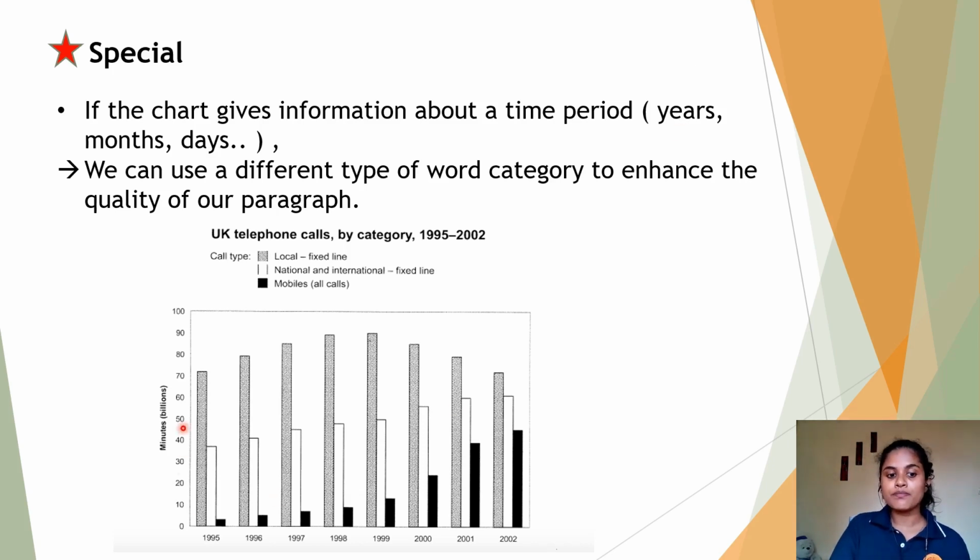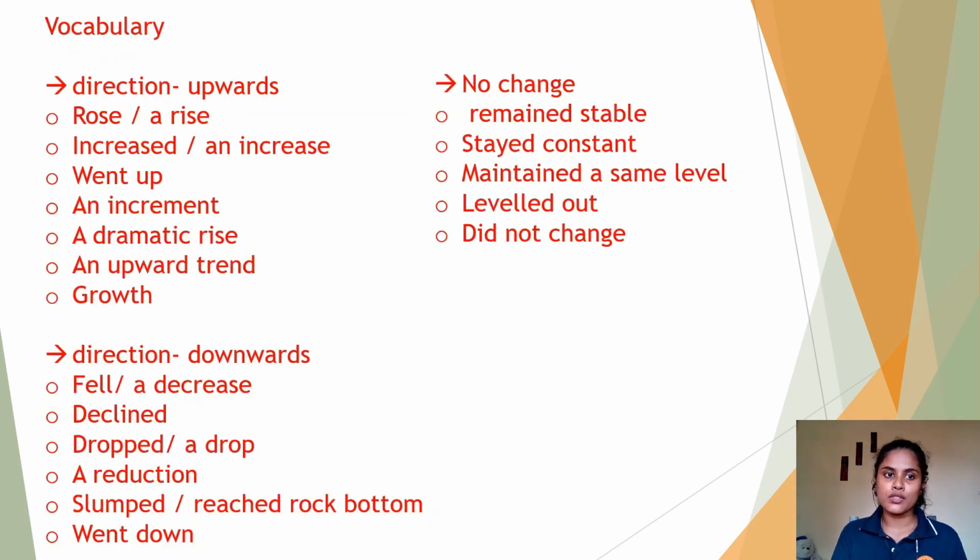Here you can see a graph which represents UK telephone calls by category within the years 1995 to 2002, which is a type of time comparison to some kind of other data set. So here you can use different types of vocabulary to ensure that your quality of writing is high. So what are those?